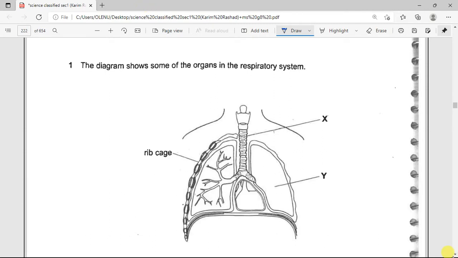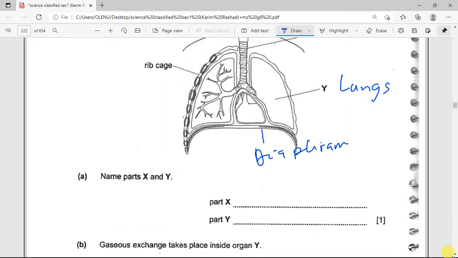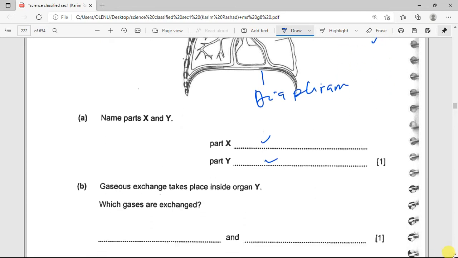Here we also have the respiratory system. Remember, X here is your trachea, and Y here is the lungs. This is the diaphragm. Let's see the question they want to ask us from this. They say name the parts X and Y, which we've done: trachea and lungs. Now gaseous exchange takes place inside organ Y, which is the lungs. The gases exchanged are oxygen and carbon dioxide.